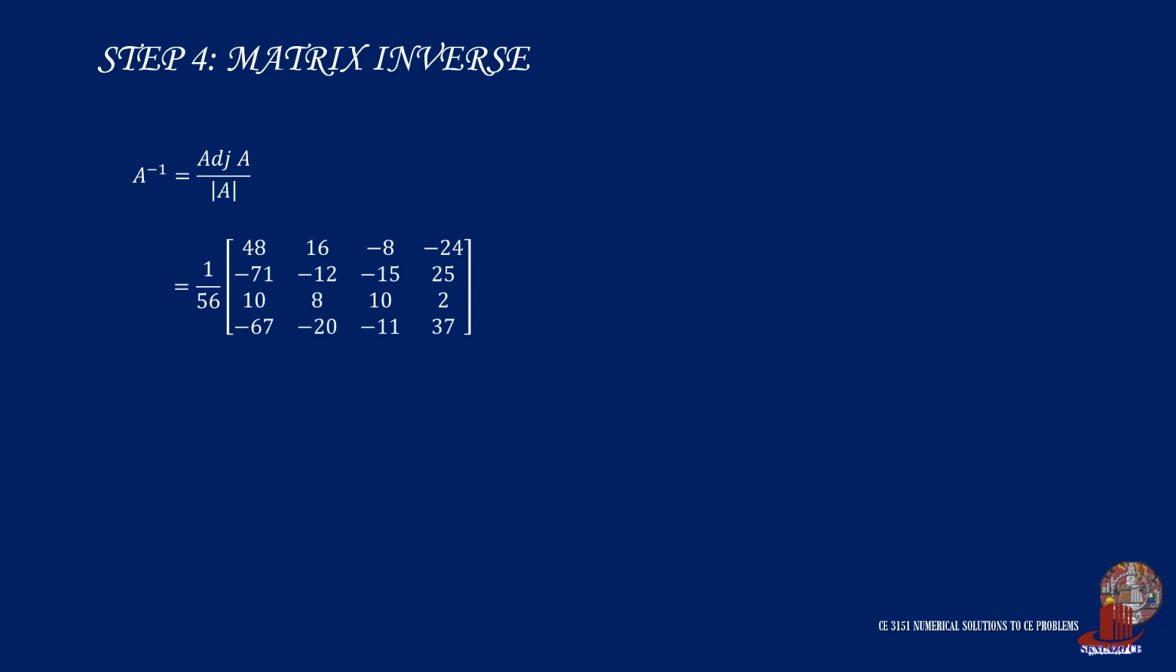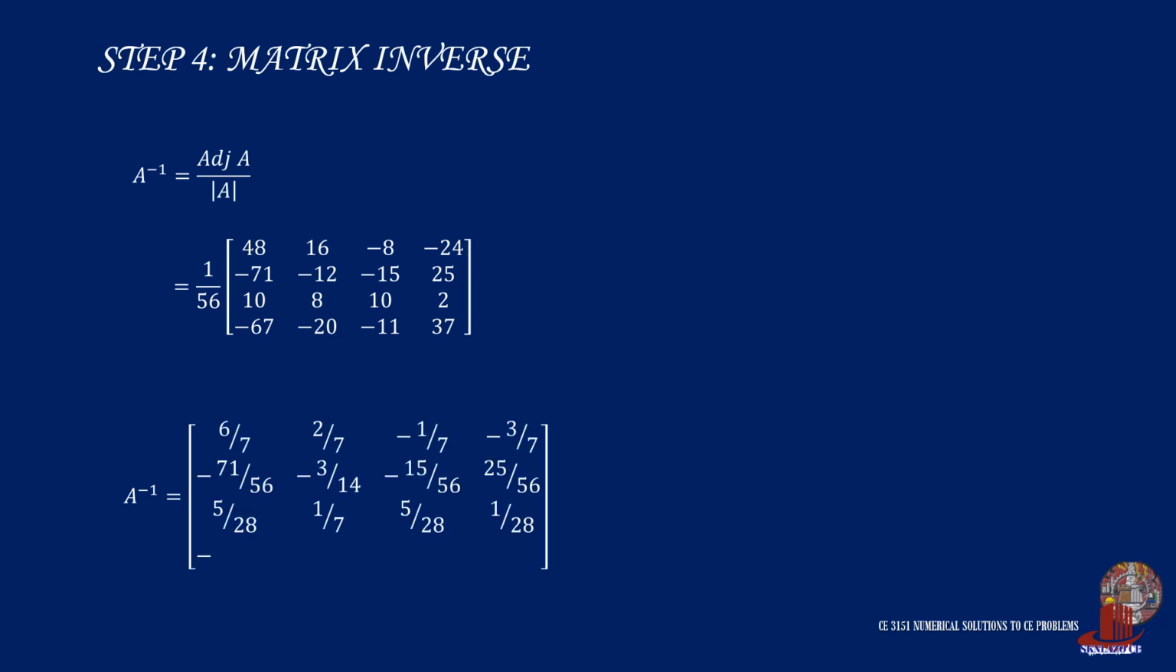Now that all parts of the equation for inversion are figured out, we can work on the inverse of matrix A as 1 over the determinant of 56 times the adjoint of the matrix. The determinant becomes a scalar that we use to divide all elements in the matrix. So the outcome is A raised to negative 1, or the inverse of the matrix in reduced form.